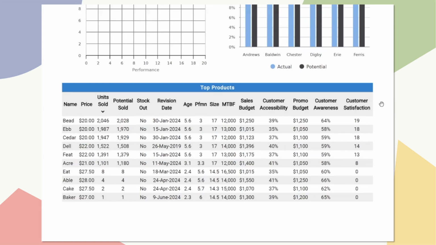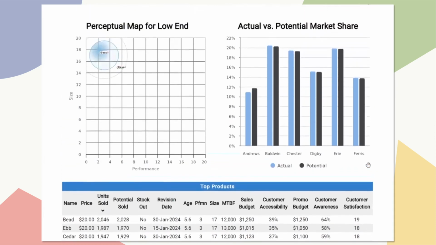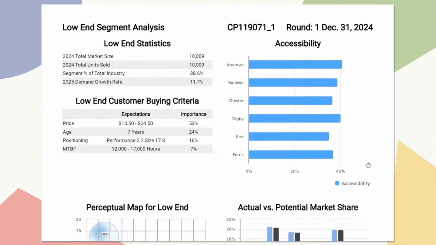The customers were nice enough to rate all of these products at the end of the year, so we can get an idea on how well each product met their expectations. This is a great opportunity to do some competitive analysis with your product, comparing it to other offerings in the segment. So we're looking at Andrews' low-end product, Acre, right here. And we can see Acre received an 8 in its customer satisfaction rating, significantly lower than other competitors. Why? Well, this score will be influenced by how well our product met our customer expectations.